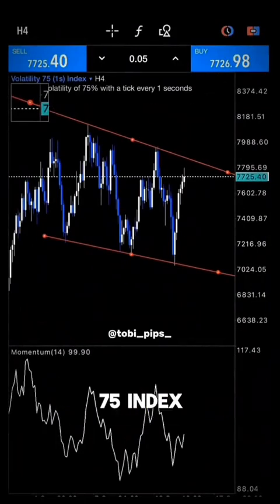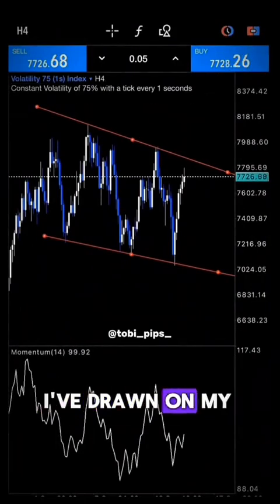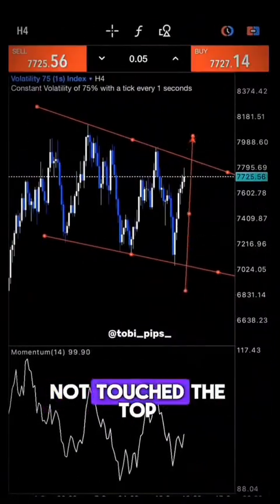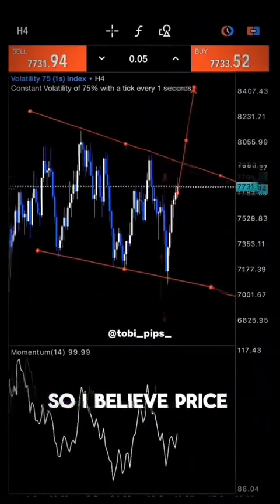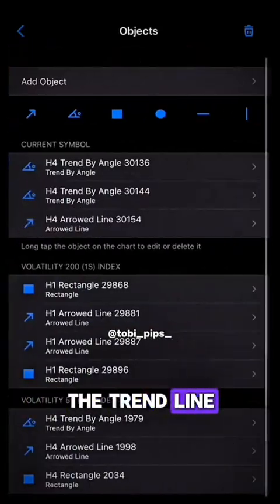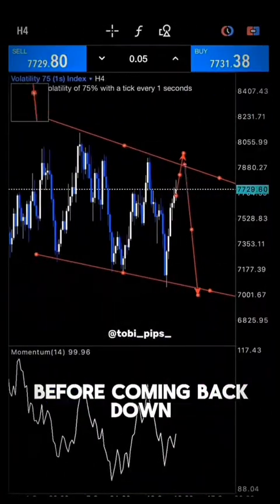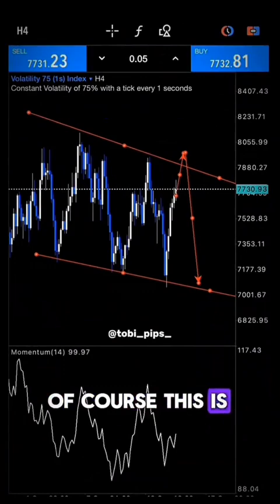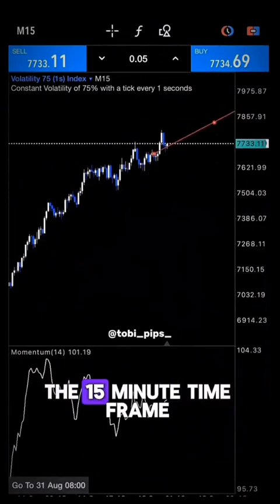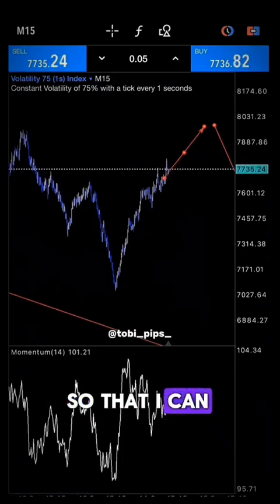Next, we have volatility 75 index. I've drawn out my trend lines already, and see price has not touched the top trend line yet, so I believe price will move up to touch the trend line, may go above the trend line a little before coming back down. Of course, this is the 4-hour time frame, so I'll switch to the 15-minute time frame so that I can do my entries.